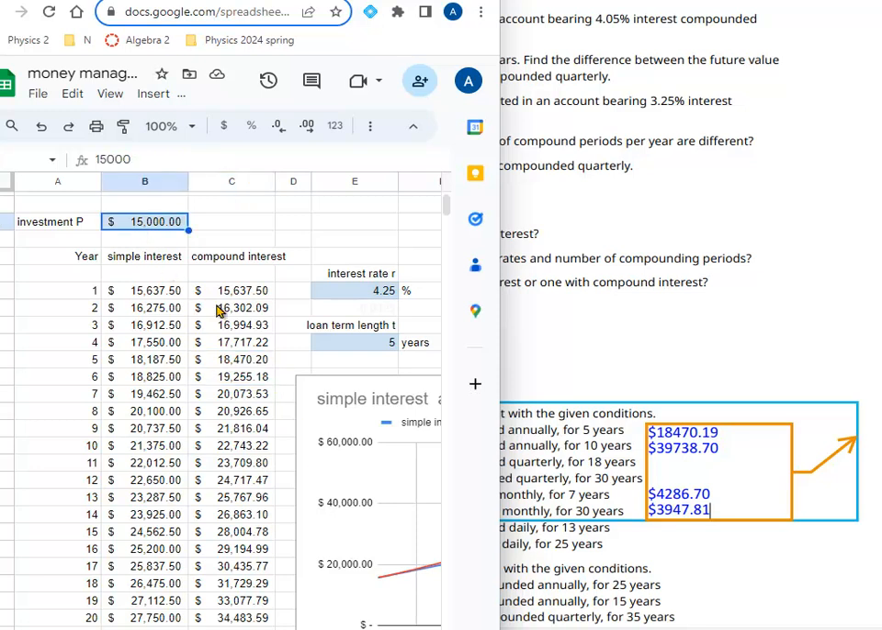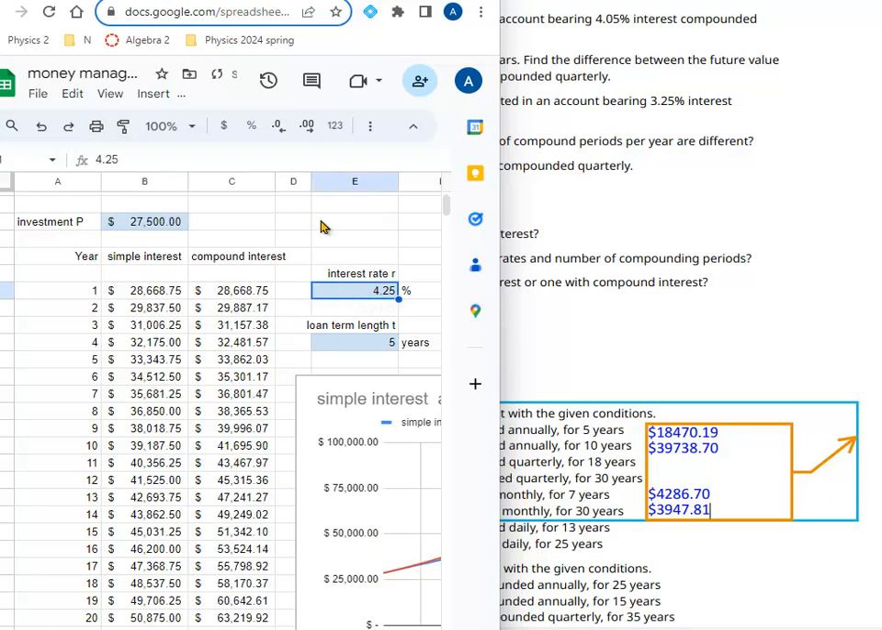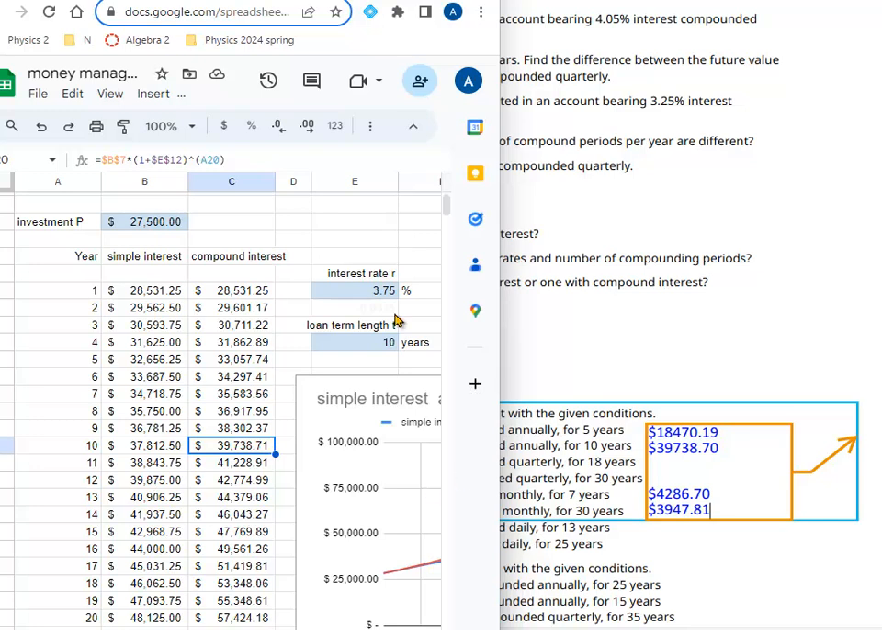And this one here is 27,500, and the interest rate for that one was 3.75%, and the number of years was 10. There we go. And so I'm going to go to 10 years. There it is, and that is indeed the correct answer over here. Okay, then I have a couple more, but as they compound monthly, I didn't put that in my spreadsheet. So in my spreadsheet, you only get the compound interest annually, but not monthly.